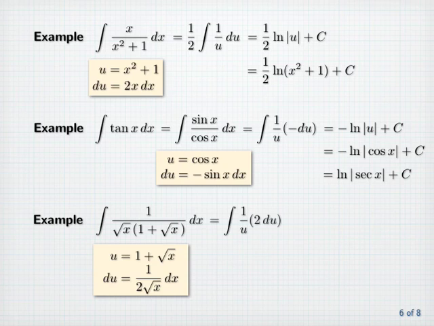or 2 times the natural log of the absolute value of u plus c, which is 2 times the natural log of 1 plus the square root of x plus c. Notice again that the absolute values are not necessary because 1 plus the square root of x can never be negative.